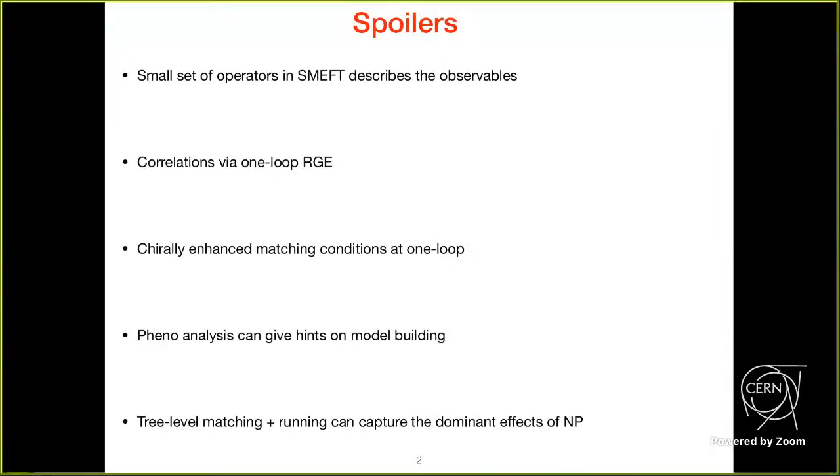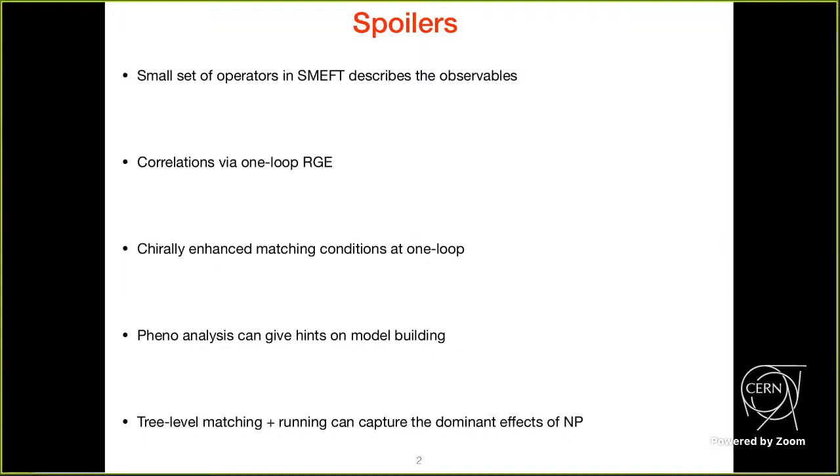What we do is show that we just need a small set of operators in the EFT to describe these two observables, that the one loop renormalization group equation correlates the operators describing them, and so correlates the observables. And in this RG, there are chirally enhanced terms that will enter in the one loop matching conditions. Of course, one can then do the numerical analysis and have hints on the new physics scale.